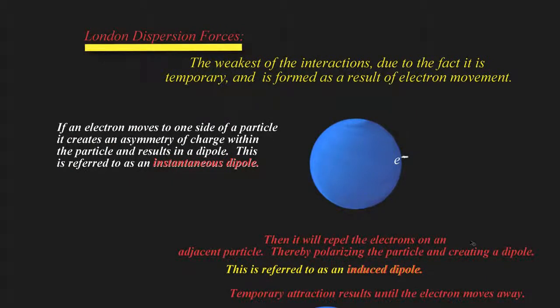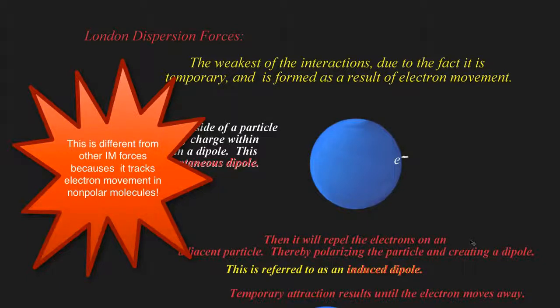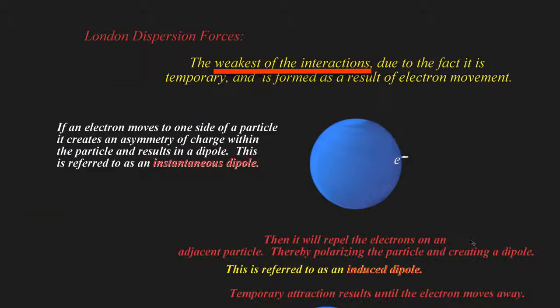Today we're going to be looking at London dispersion forces. What are London dispersion forces? These are forces that basically give rise to intermolecular forces in nonpolar molecules. And they give rise to these Coulombic forces by electron movement. They're the weakest of the interactions as a result because they're based on this phenomenon that's temporary.